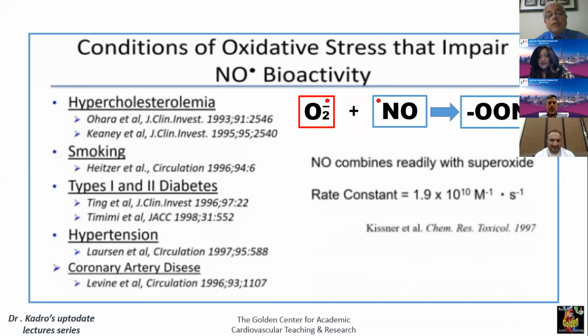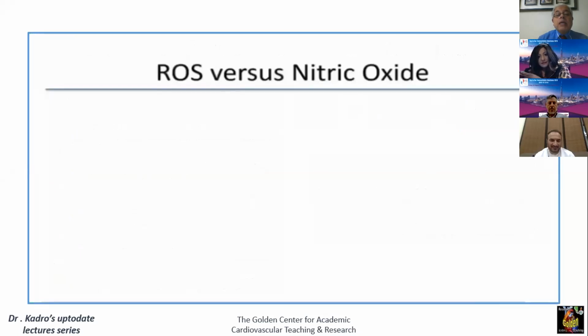And a lot of things cause this endothelial dysfunction and impair nitric oxide activity. Everybody knows about hypercholesterolemia, smoking, diabetes, hypertension, and coronary artery disease. Now, how can we explain the interaction between the reactive oxygen species and nitric oxide?